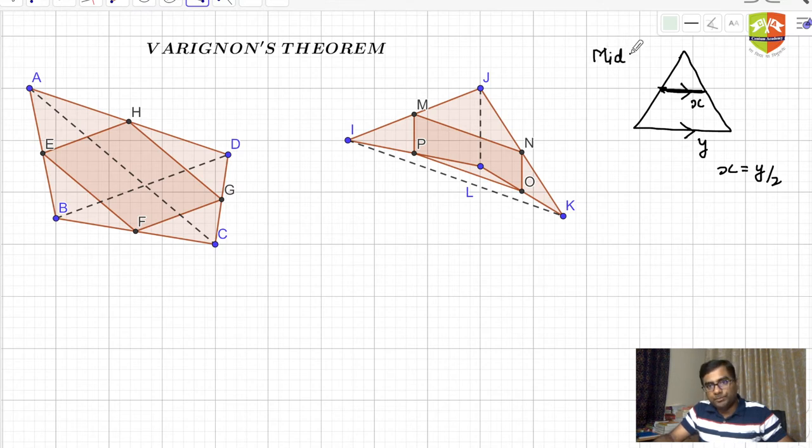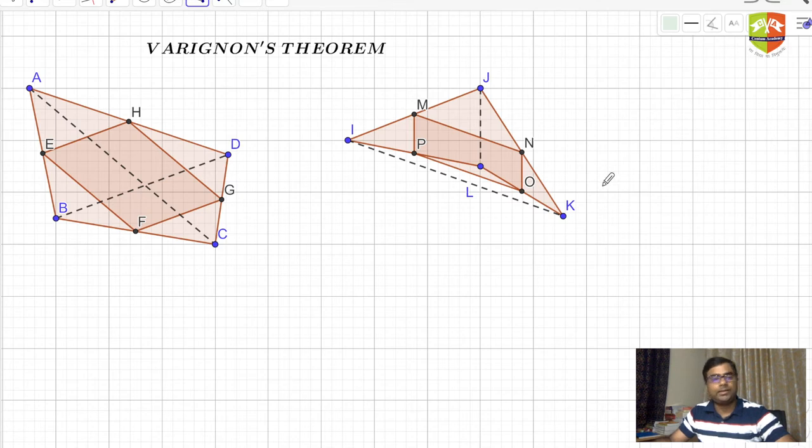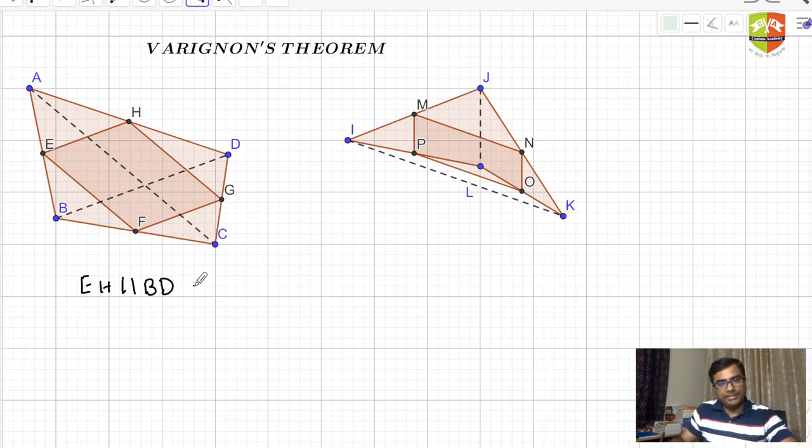If you don't remember it, I would suggest you go to section 1 in the videos. In the description, you will see the midpoint theorem and its explanation. So this is what we are going to use. Now let's take the quadrilateral ABCD. In this quadrilateral, E and H are the midpoints. So clearly, EH is going to be parallel to what? BD. Simple. BD is the diagonal which I have joined.